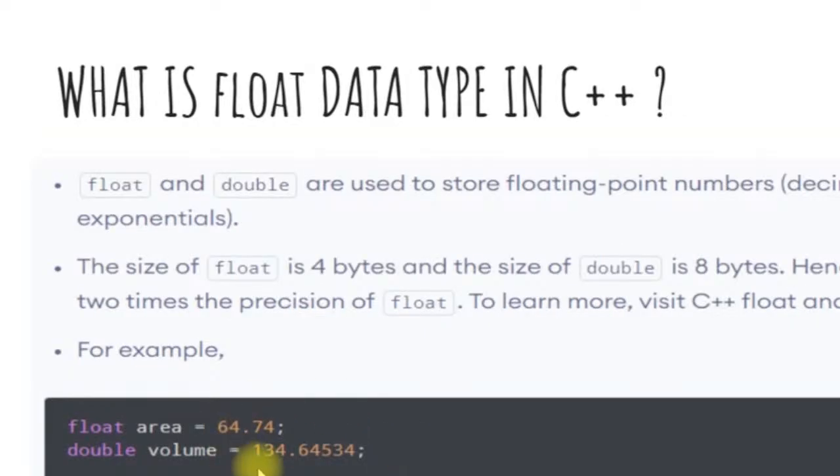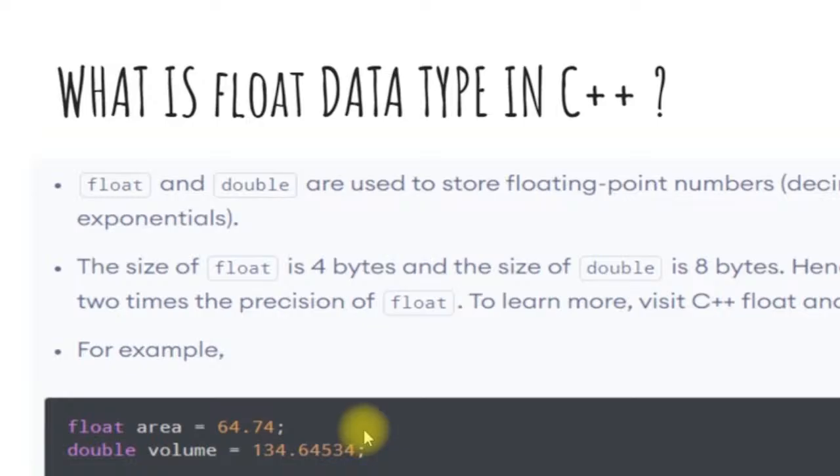Now moving on to this example, we have one more variable called float area. The name of the variable will be area, and the data type for this variable is float, and the value that we are trying to store into this variable called area is 64.74. This was for this line. Moving on to the next line, we are declaring a variable called volume, and this time we are using a double data type. So double volume is equal to 134.64. As we discussed in point number 2, the precision for the double data type is very high compared to what you get in your float data type.